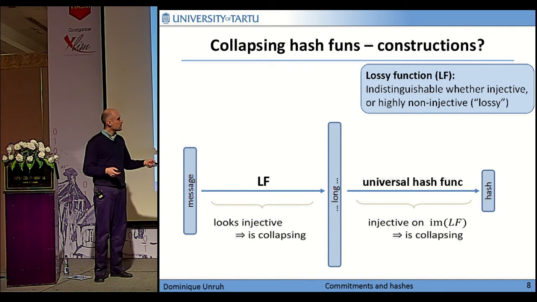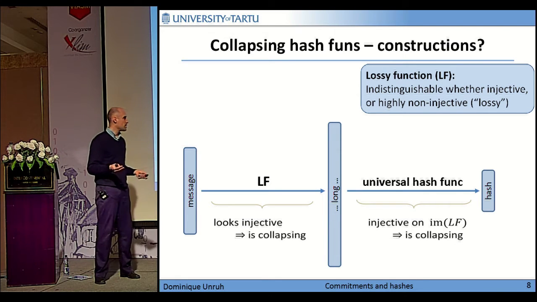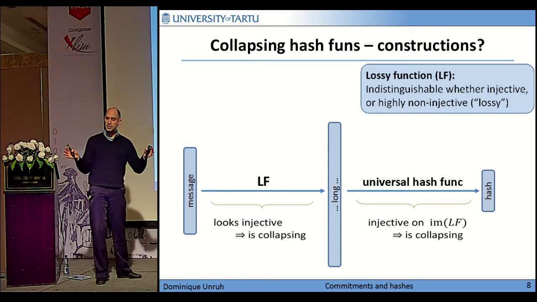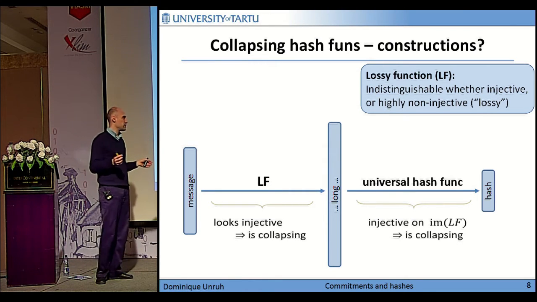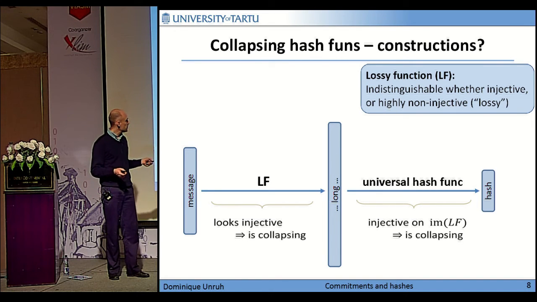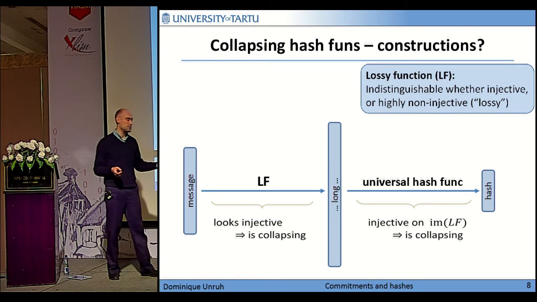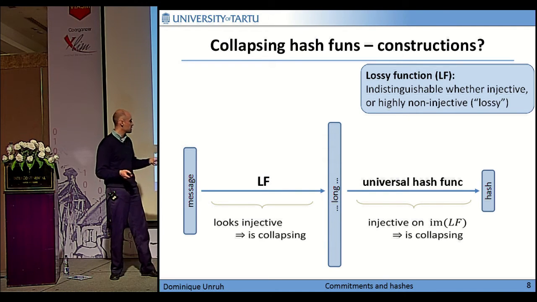And now we use a universal hash function, and we can very easily show that if you apply a universal hash function to a set that is very small, then this universal hash function is with very high probability injective. So when the key here is lossy, then this hash function will be injective on the actual image of this lossy function, and therefore will be collapsing. So the concatenation of these two functions will be collapsing, and the output will actually be shorter than the message.